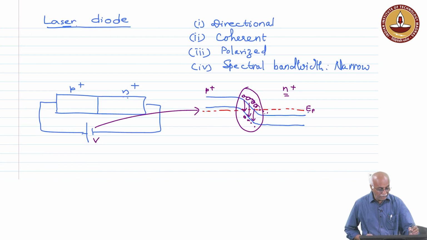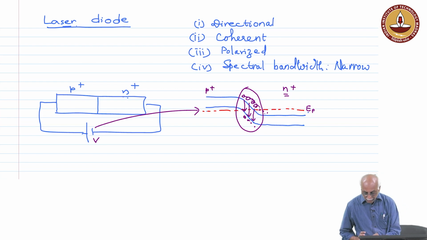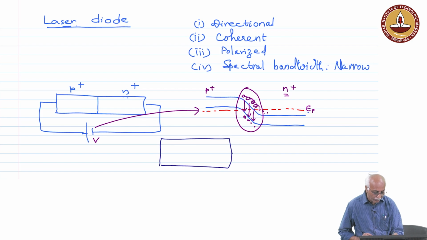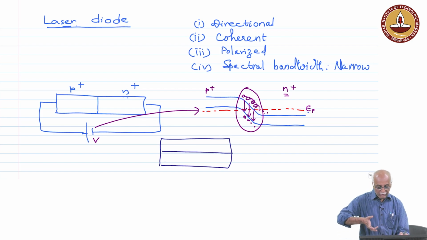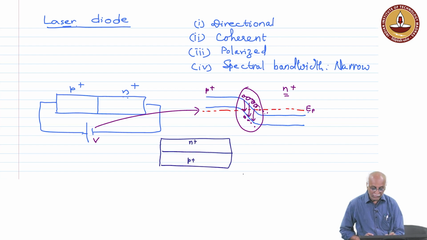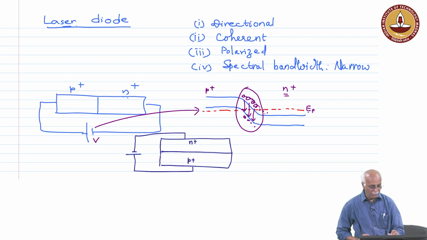If we see the edge emitting diode, I will draw it in terms of semiconductor. Let us say I am just tilting this, 10 degrees. So this is N plus, this is P plus, I am tilting it. So we apply, correct, this is the way, it is just tilted this part.